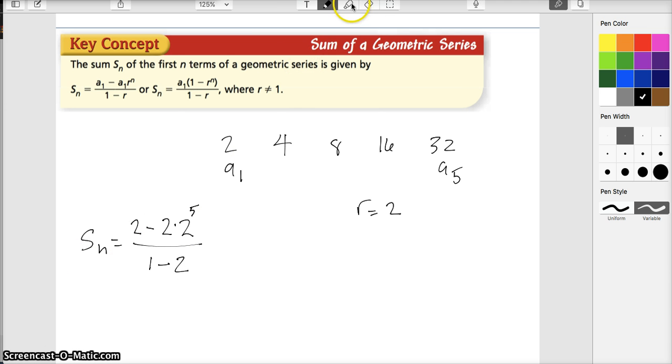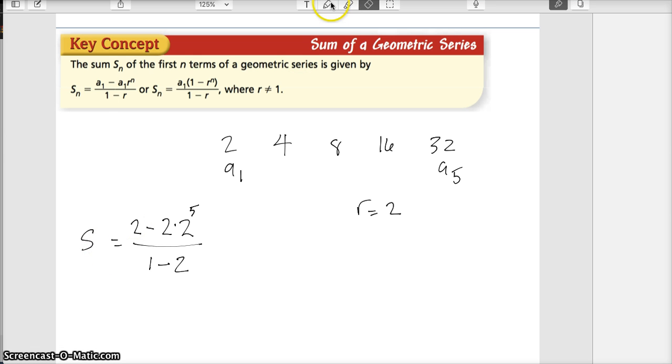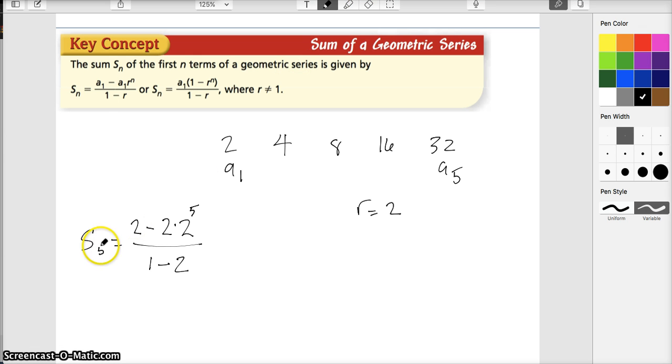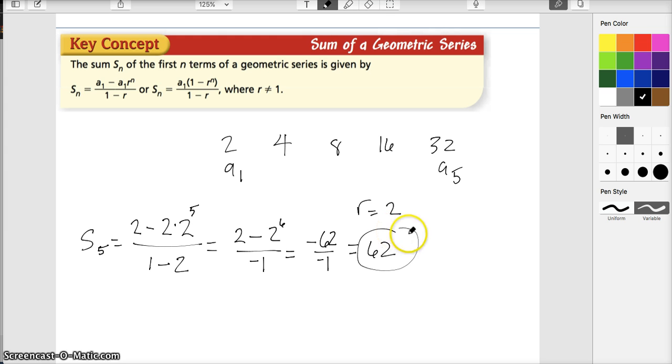And in this case, I should have this erased, and I should indicate that we're finding S sub 5, which is the sum of the first 5 terms of this sequence. And with a bit of computation, 2 minus 2 to the 6th, which is really 64, 2 minus 64 is negative 62, over negative 1 is equal to 62. That's what we get for the sum here.